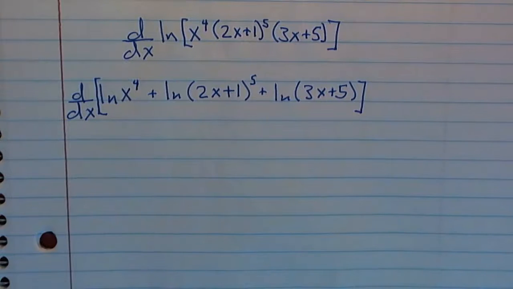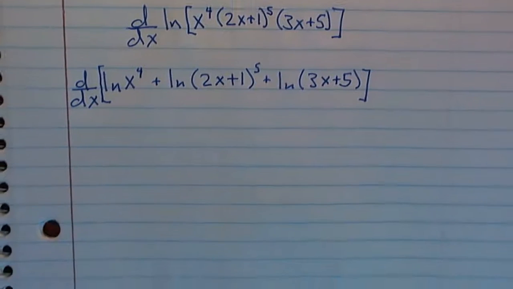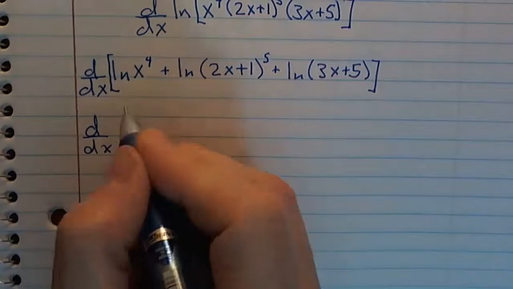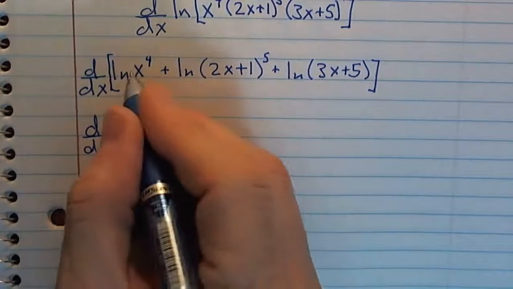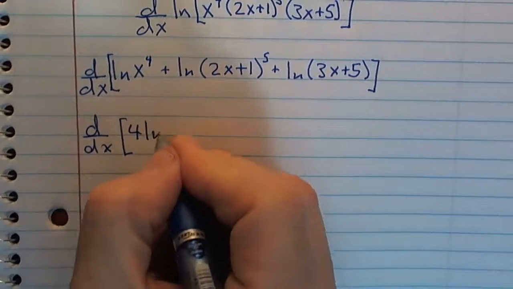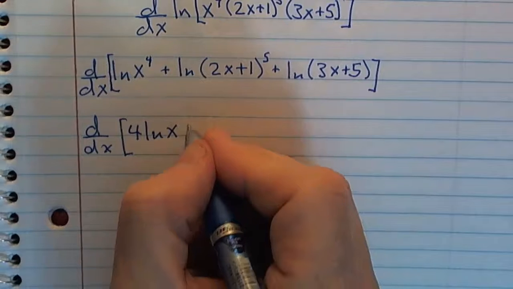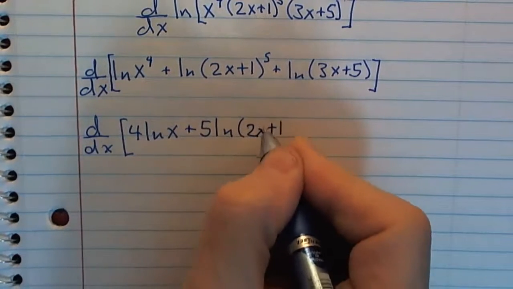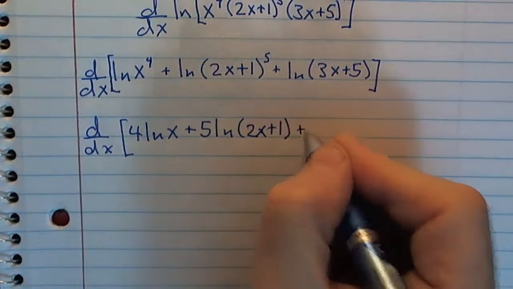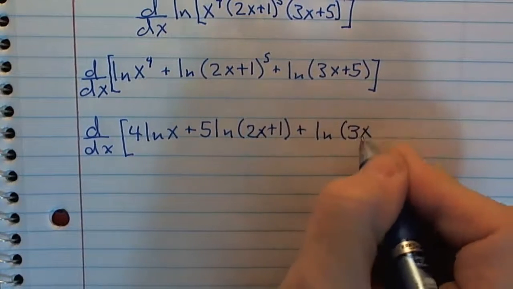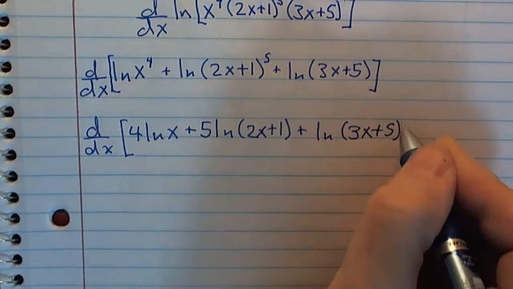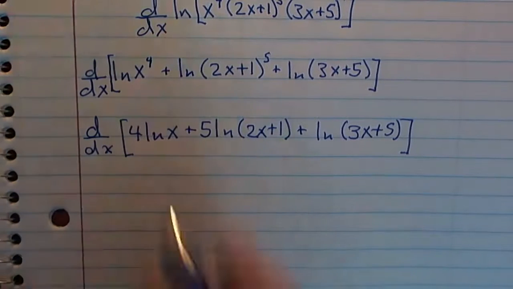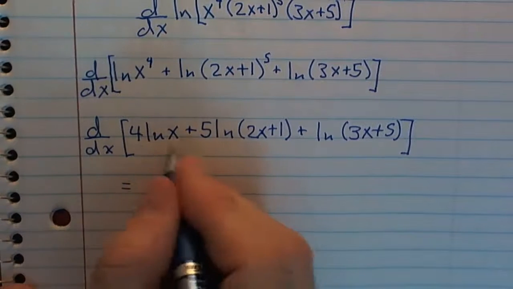There we go. Now we're not finished because, before I start differentiating, I can write it this way. I can say, okay, this is going to be 4 log x. This is going to be 5 log of 2x plus 1. And of course, nothing's changed here. But notice, bringing these exponents out front has made things a lot simpler. So now let me differentiate term by term. I get this one first.